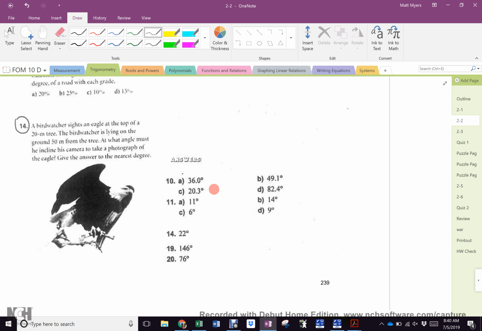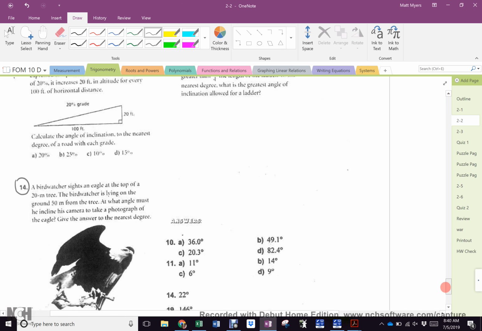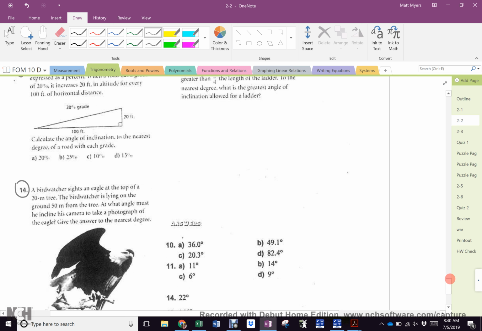All right, everybody good? Go. I will call your attention back in about 12 minutes to go over these because kids have a lot of trouble with number 19 and number 20, even though they have the answers.